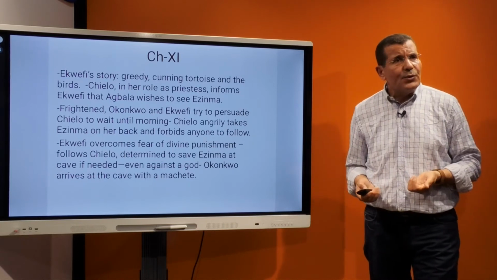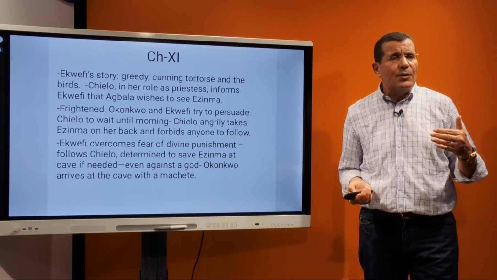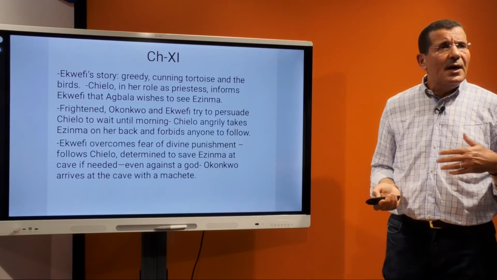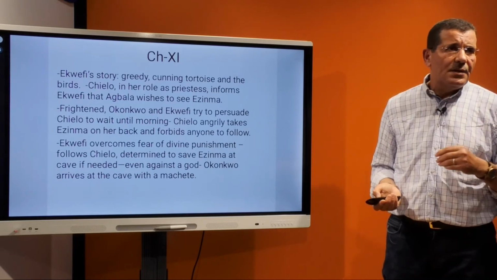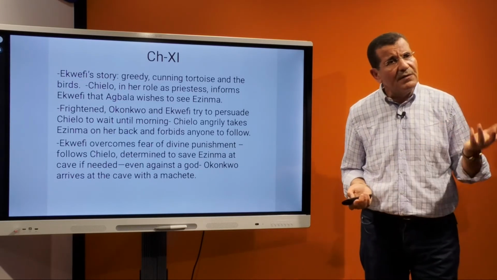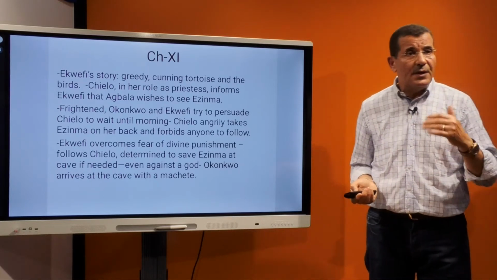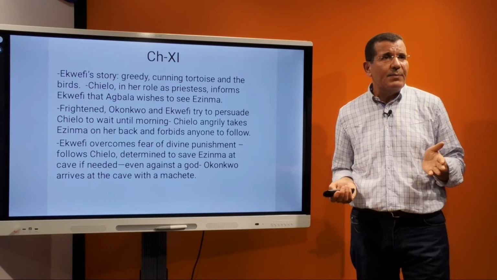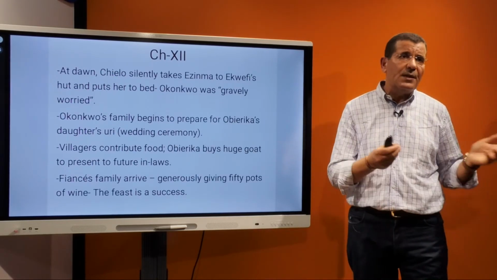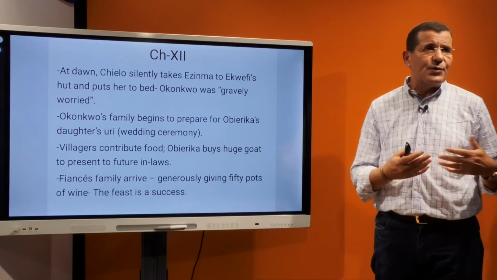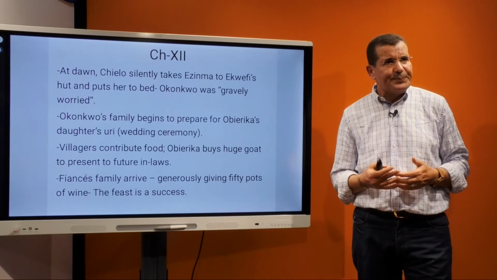The story of Ezinma: when she is sick, they were afraid that she is going to die, and Agbala says that she wishes to see Ezinma, and she takes her to the cave, and Okonkwo takes with him his machete, fearing that something wrong will happen to Ezinma. But at dawn, Chielo silently takes Ezinma to her hut, that is, her house, and puts her to bed, and Okonkwo was gravely worried. He was worried because he loves Ezinma.